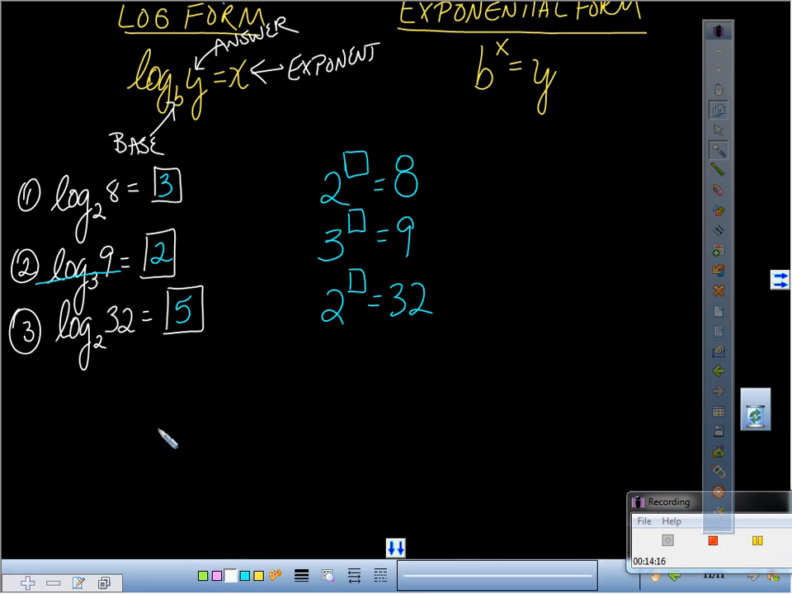All right, let's do the next one. These aren't so bad, are they? Oh, here comes a good one. Log base 25 of 5. Oh, that's weird. Log base 25 of 5. Rewrite it as an exponent, guys. Okay, what's my base?